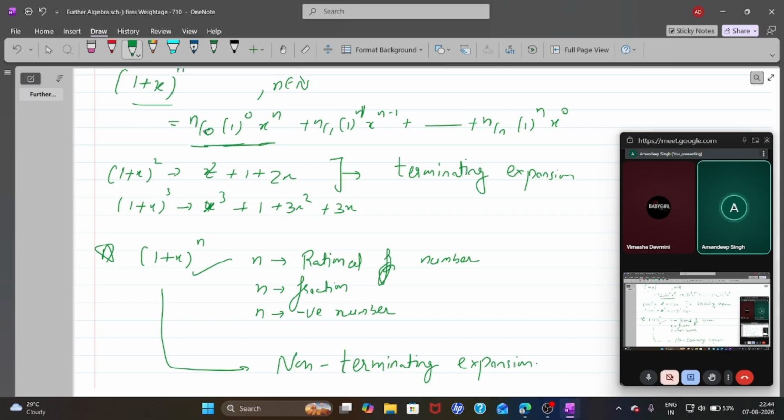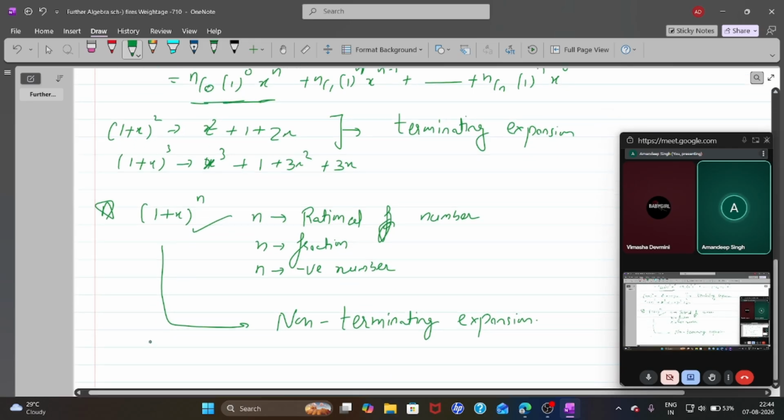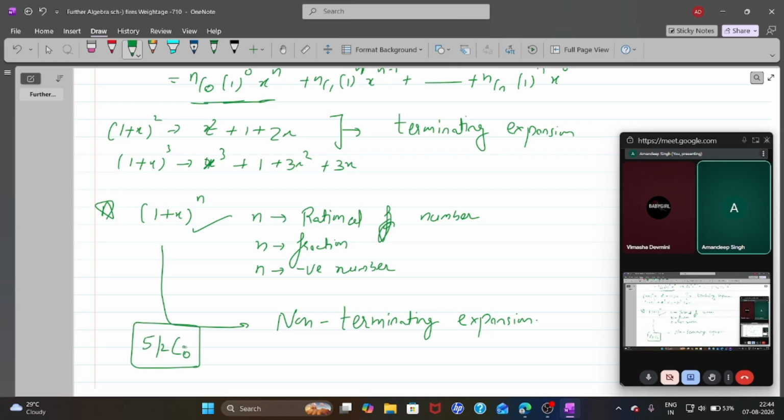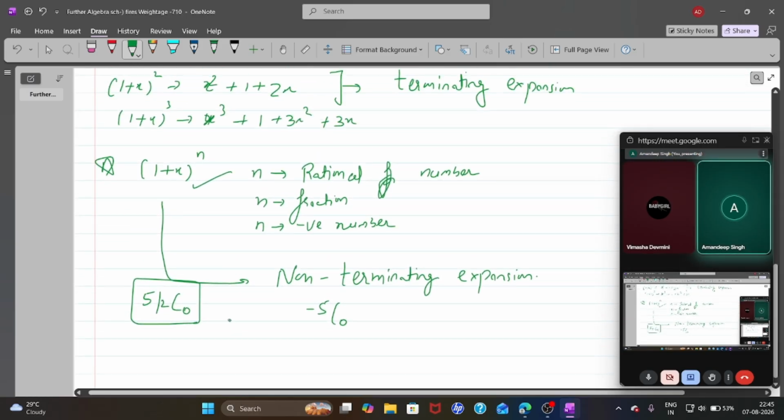The reason behind that is, to understand it, can you find the value of 5 by 2 C0, or negative 5 C0? Negative 5 C0 says math error, and 5 by 2 C0 also gives a math error. So that's why we cannot use the direct formula here.